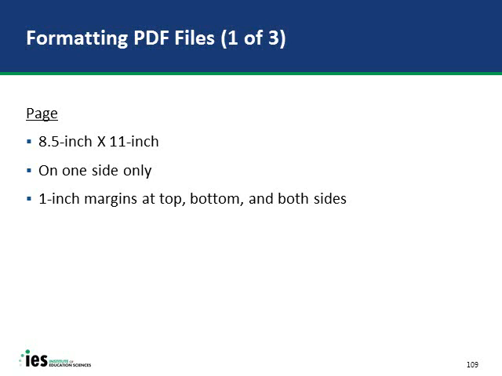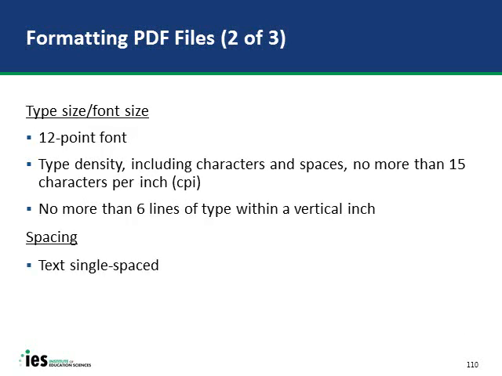A page is defined as 8.5 by 11 inches and on one side. We recommend having 1-inch margins at the top, bottom, and both sides of the page. We recommend that the height of your letters not be smaller than 12 point, and your type density, including both characters and spaces, must be no more than 15 characters per inch. We suggest making sure you have no more than 6 lines of type within a vertical inch. In general, if you use a 12-point Times New Roman font and single spacing, you should be fine on all of these type size and font size recommendations.